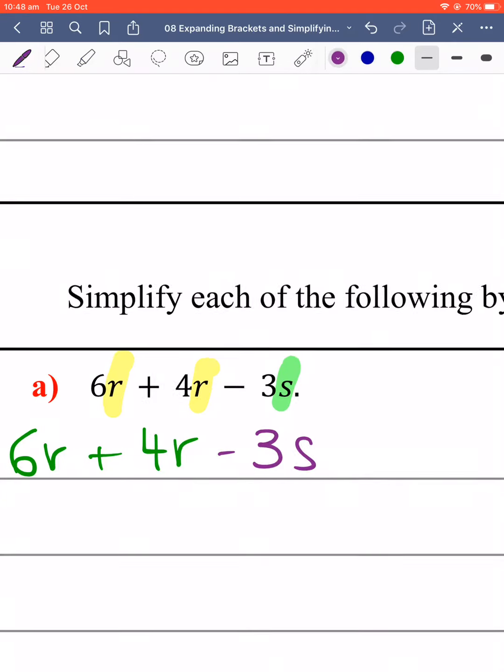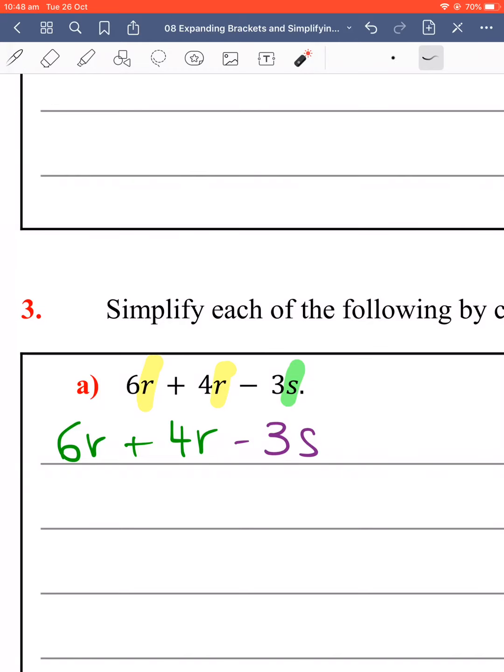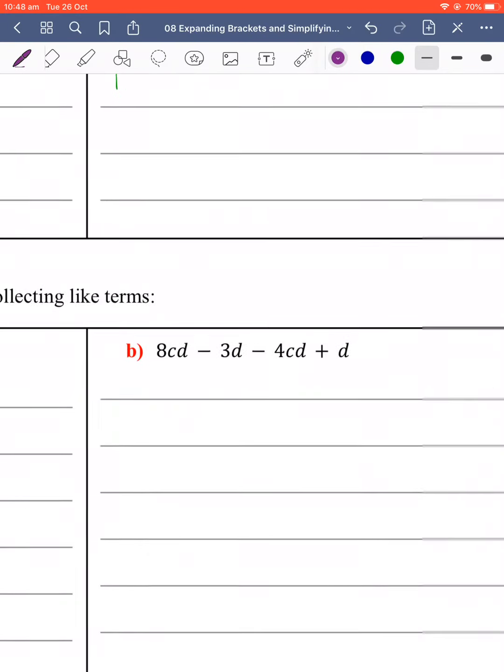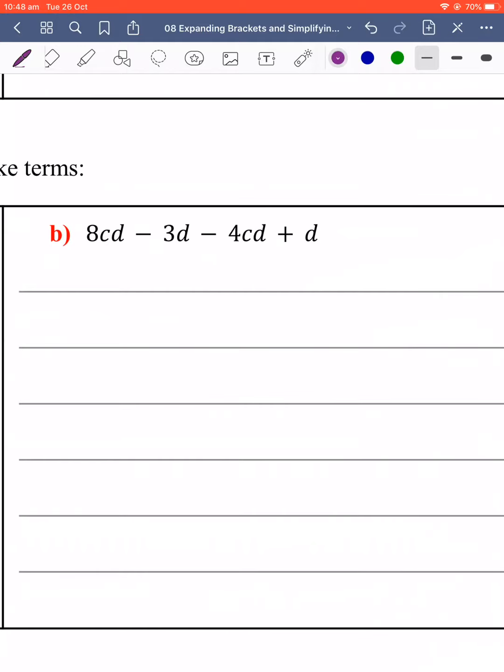So when I'm trying to solve this, let's have a look now. 6R plus 4R gives me 10R. And then I'm left with my minus 3S. So that one is all done now. Next one, again, remember our first step, we're going to put like terms together and then we're going to solve using addition or subtraction. So first things first, let's have a look at our combos, and I'm going to use my highlighters. I've got C's I'm going to do as yellow, and my D's I'm going to do as green.